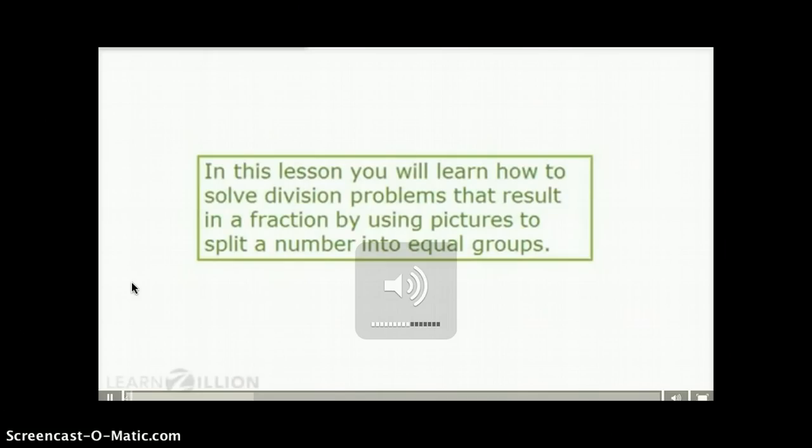Mathematicians, in this lesson, you will learn how to solve division problems that result in a fraction by using pictures to split a number into equal groups. This is the first step in connecting fractions to division.